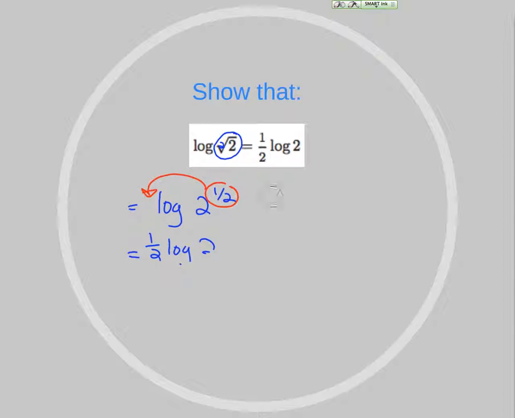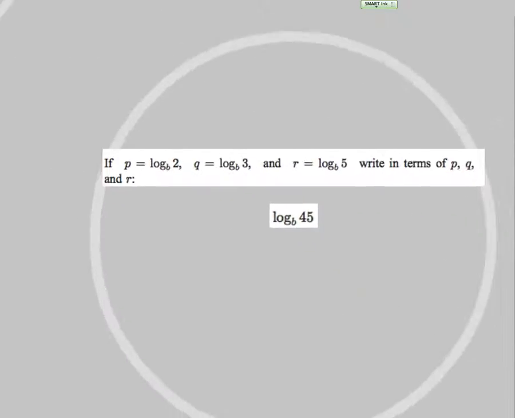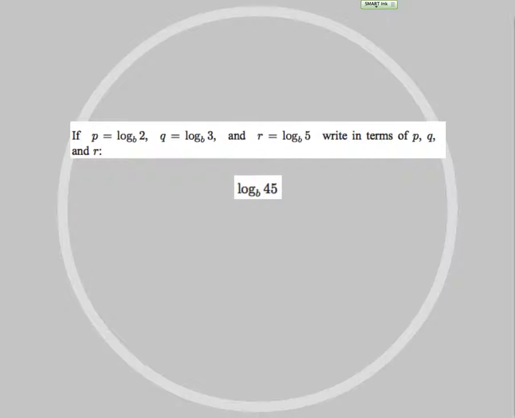The last one we've got for an example is just a little bit different. And it tends to be really confusing to students at first. So let's make sure we take a look at it. It's saying that P equals log base B of 2, Q equals log base B of 3, and R equals log base B of 5. Write in terms of P, Q, and R.